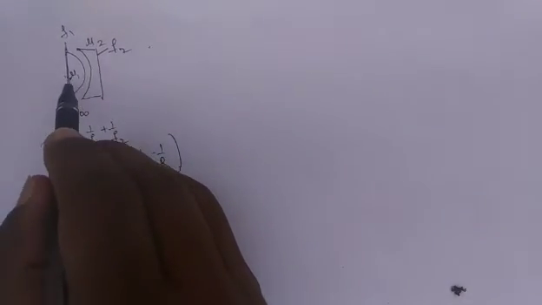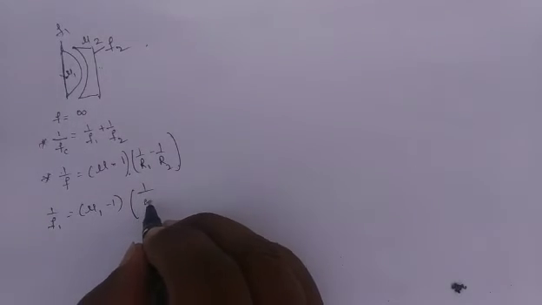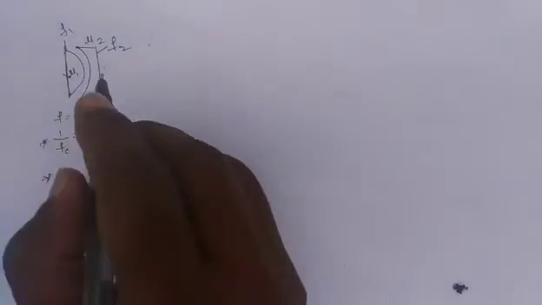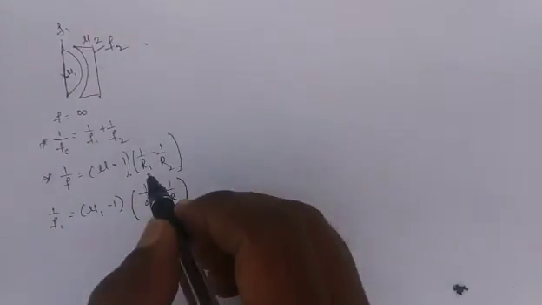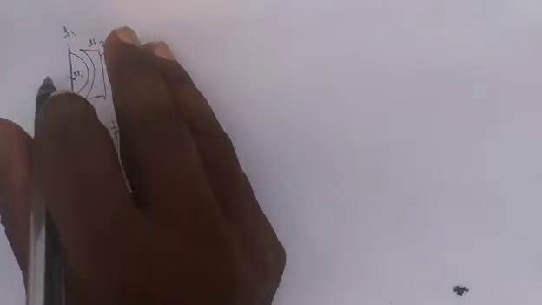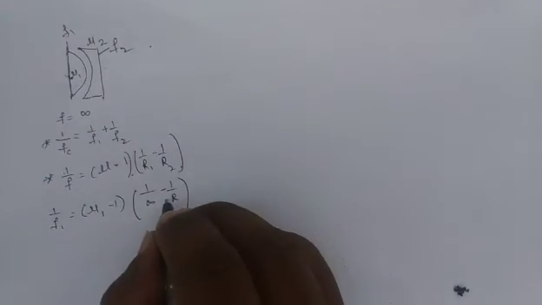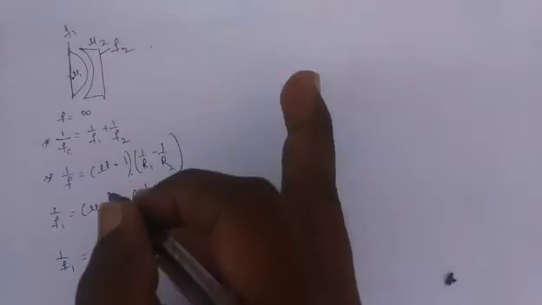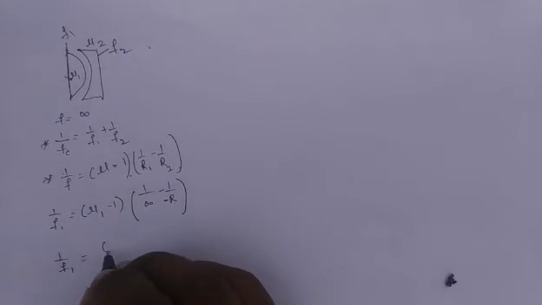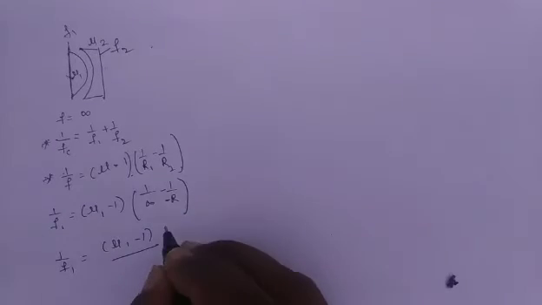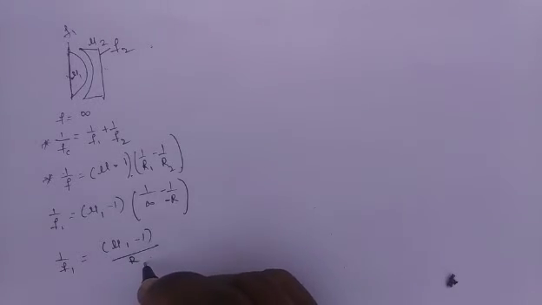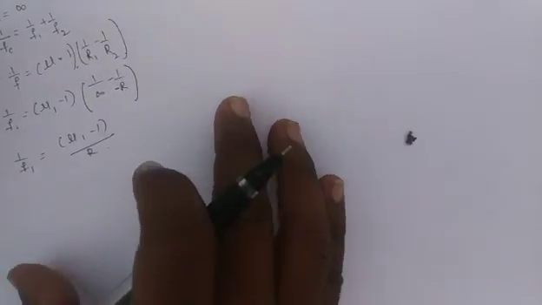r1 is the radius of curvature of this surface, which is infinity because it is a plane, minus 1/r2. r2 is this surface. According to the sign convention, this r2 is opposite to the incident ray, so we consider it negative. So 1/f1 is equal to (μ1 − 1) into minus into minus, which is plus, so 1/f1 = (μ1 − 1)/r.